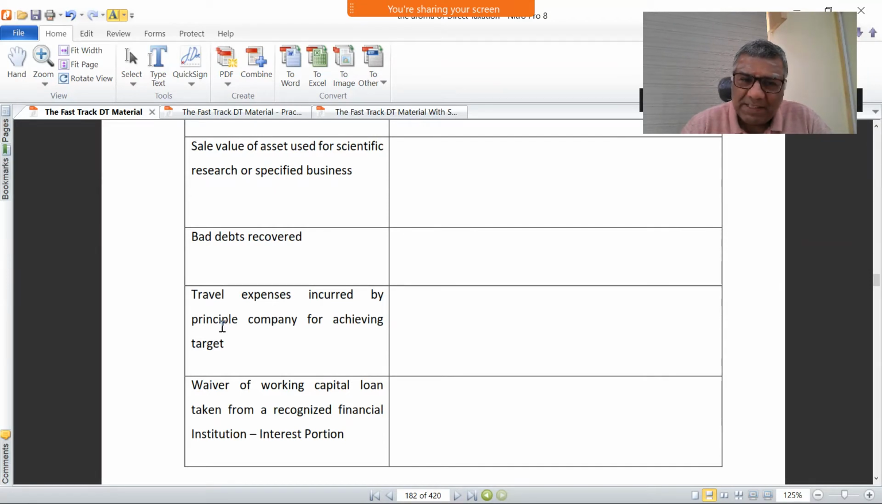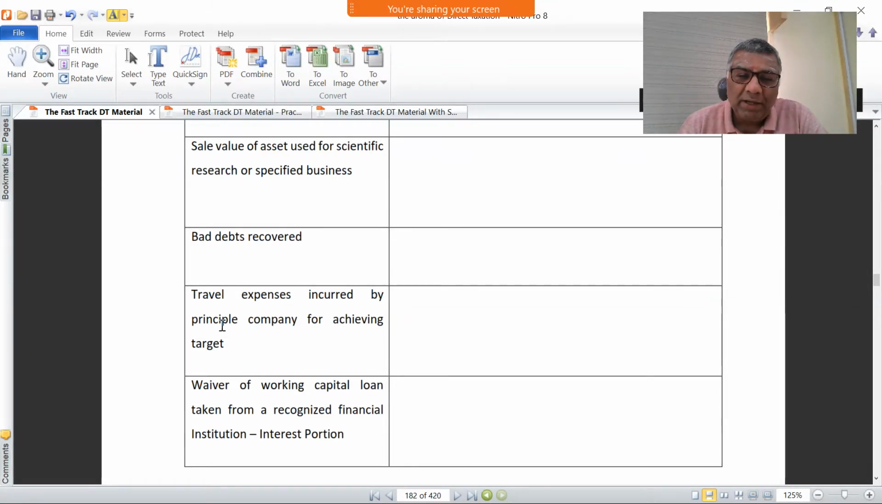Travel expenses incurred by the principal company for achieving a target are income, whether convertible into money or not. Whether convertible into money or not, it is treated as income.